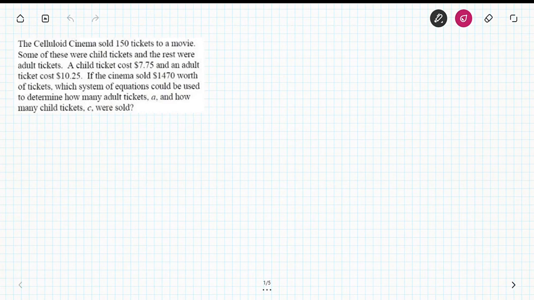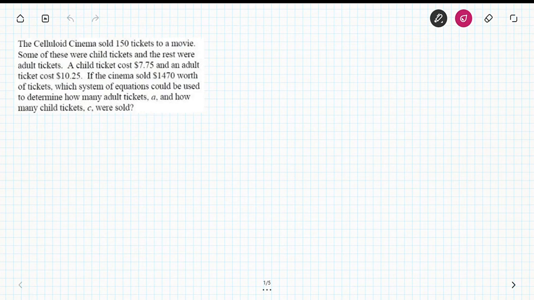In this problem, we talk about the Celluloid Cinema that sold 150 tickets to a movie. Some of these were child tickets and the rest were adult tickets. A child ticket costs $7.75 and an adult ticket costs $10.25. If the cinema sold $1,470 worth of tickets, which system of equations could be used to determine how many adult tickets A and how many child tickets C were sold?